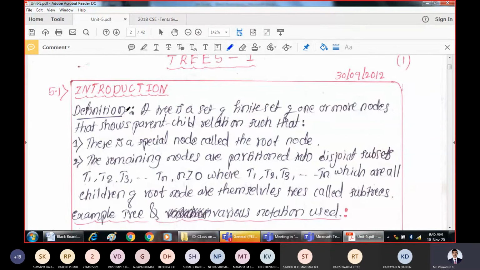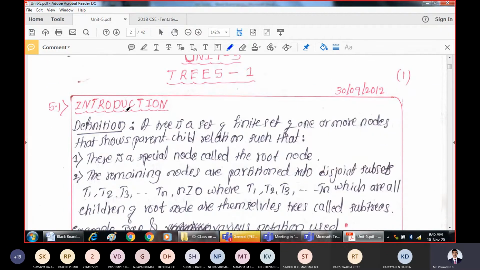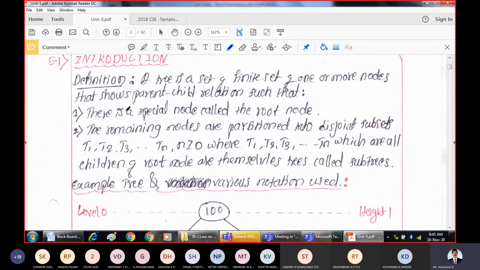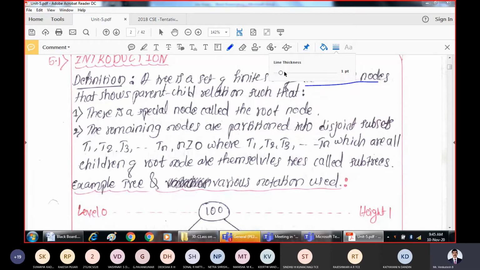Coming to the definition of the tree data structure, your module for trees. What does the definition say? A tree is a finite set of one or more nodes. A tree is a set of nodes. How many nodes are there? There can be one or more nodes, or there can be zero nodes also. When there are zero nodes, we call it an empty tree, a tree with no nodes.